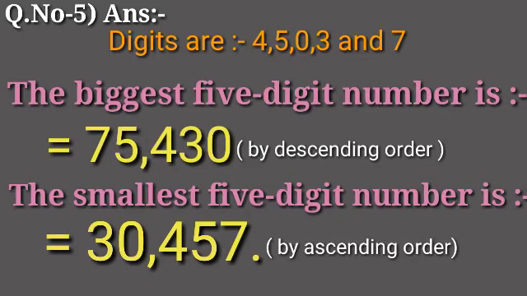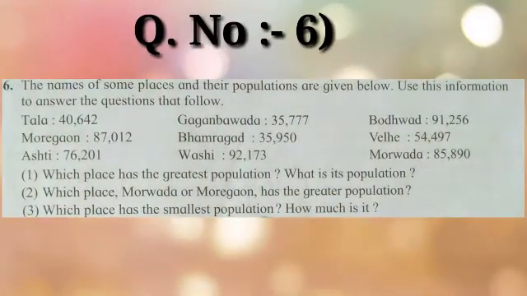As we know that 0 is not having the value, so we cannot put it at first. So we are putting the 0 at second number and the 3 will be at first and the last number is 7. So the ascending order makes the number 30,457. Now let's move towards our last and the easiest question.